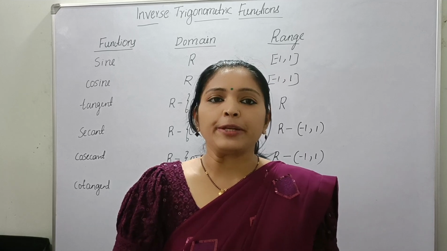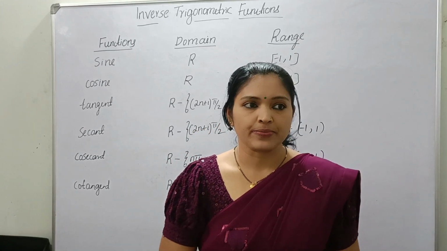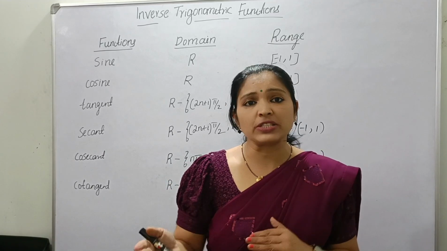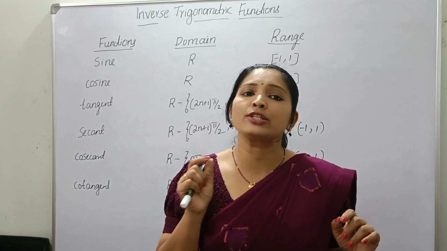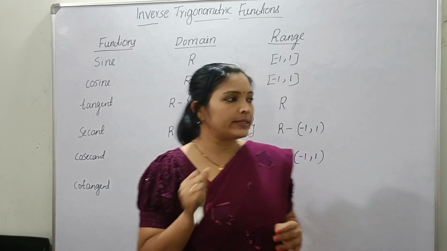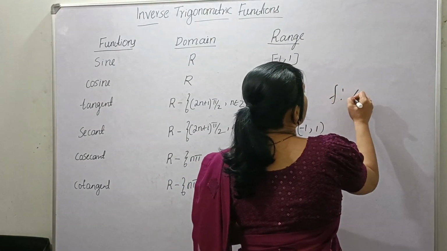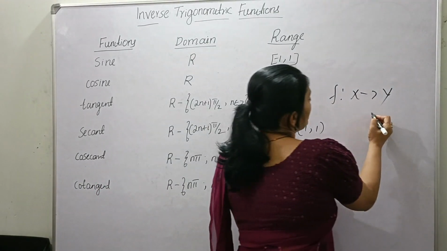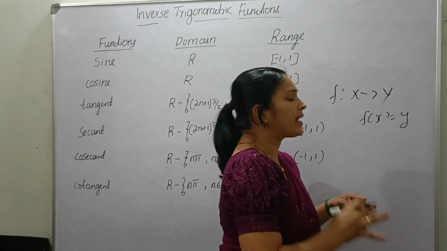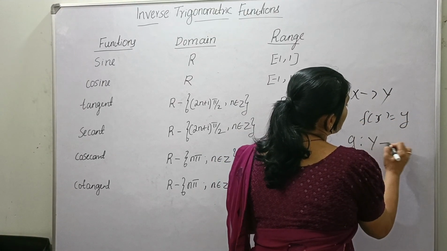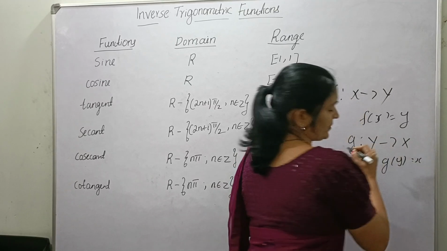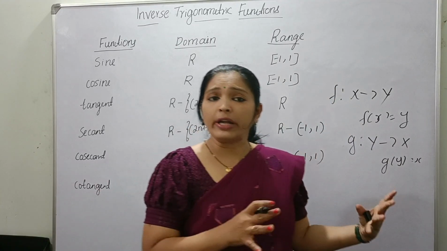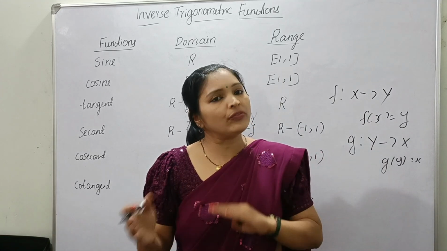So here in this chapter we will study inverse trigonometric functions. We have already studied trigonometric functions and inverse functions, right? When we recall inverse functions, we have studied that only 1-1 and onto functions have inverses. That is, if a function f from X to Y is 1-1 and onto, or bijective, defined by f(x) = y, then there exists another function g from Y to X such that g(y) = x. This function g is the inverse of the function f.